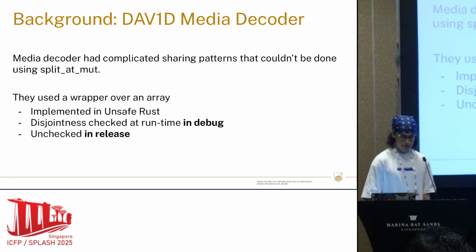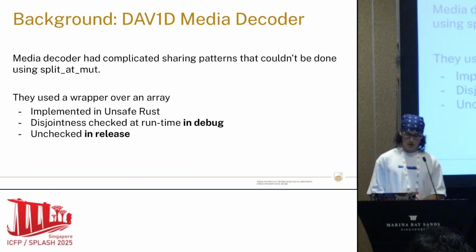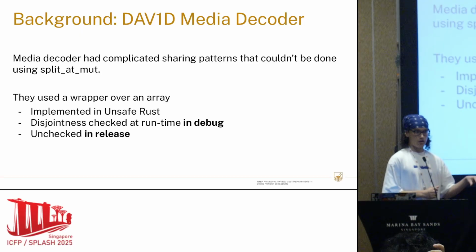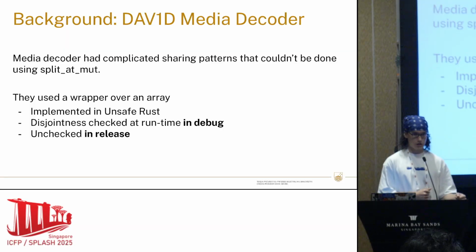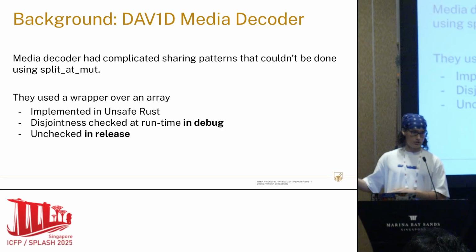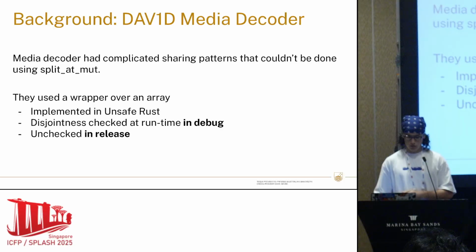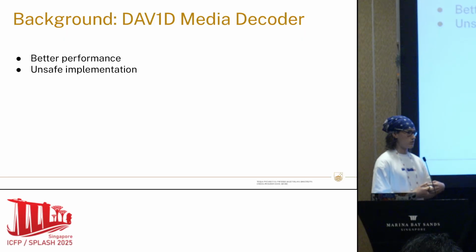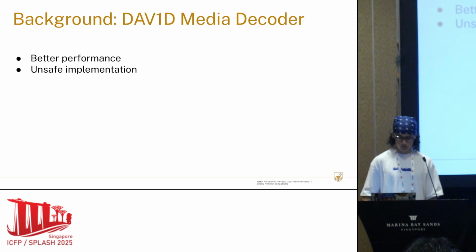So what the dav1d media decoder did is that they implemented their array wrapper in unsafe Rust. In debug, they do runtime index checks, runtime disjointness checks, that the writes and reads are not overlapping at the same indices. But in release mode, they don't do these checks. So this is a trade-off that they had to do for better performance. But at the same time, of course, in release, undefined behavior can happen, and data races can happen.